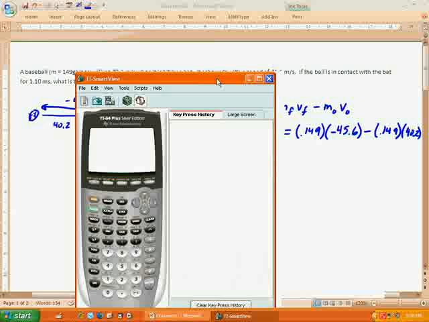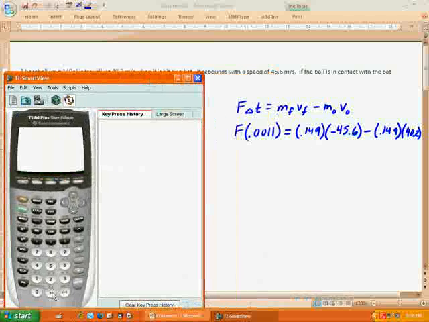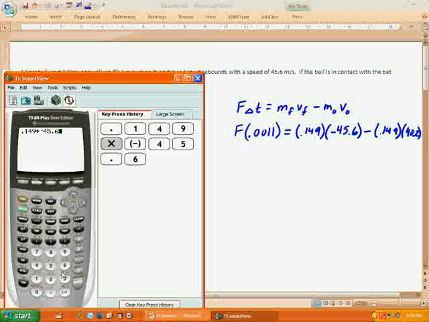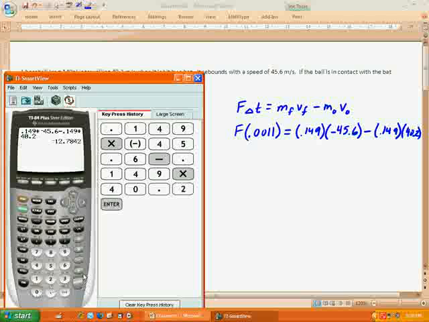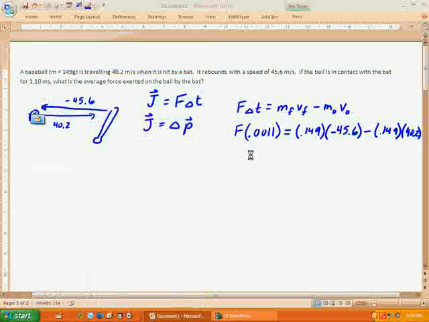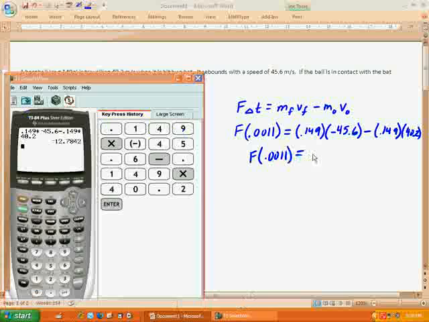So I'm going to bring up my calculator here. We're going to do the stuff on the right side first. So 0.149 times negative 45.6 minus 0.149 times 40.2. Okay, and we'll push enter. And so that's what's going to be on this side. So we'll have the force times 0.0011 is equal to negative 12.78.